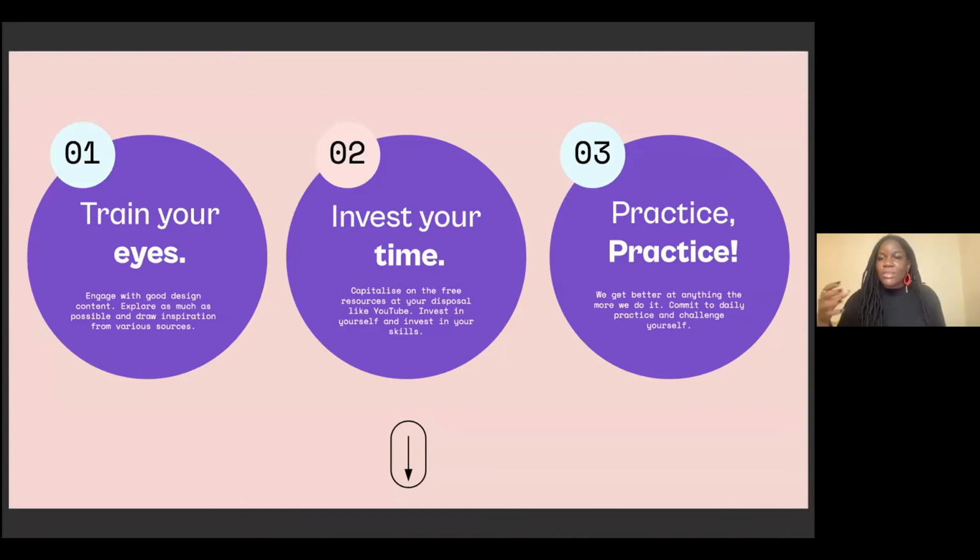And it has to be something that motivates you to be able to create or define your own style or whatever the case is. And this also allows you to be able to draw inspiration from several sources. The second thing is your time.